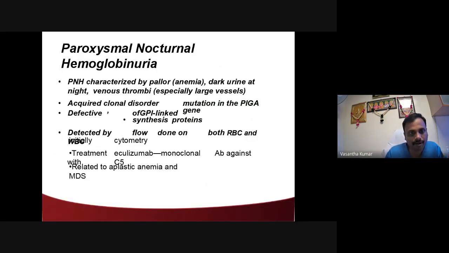So paroxysmal nocturnal hemoglobinuria is an acquired red cell membrane defect which causes hemolysis. It is due to a mutation in the RBC membrane which causes a defect in PIG-A, that is phosphatidylinositol glycan A, and then there will be defective GPI, that is glycosylphosphatidylinositol-linked protein synthesis, which leads to hemolysis, detected by flow cytometry. For treatment, you can use a monoclonal antibody against C5, that is eculizumab.